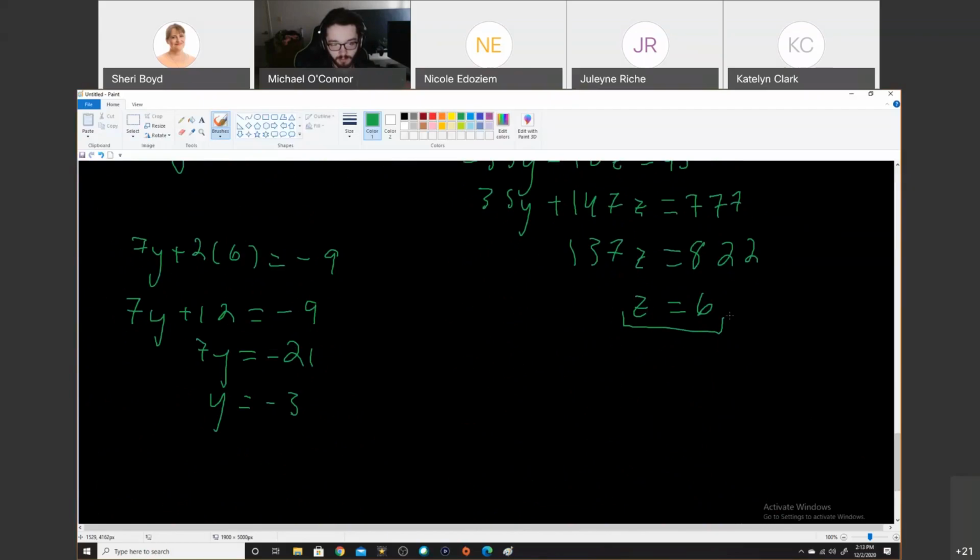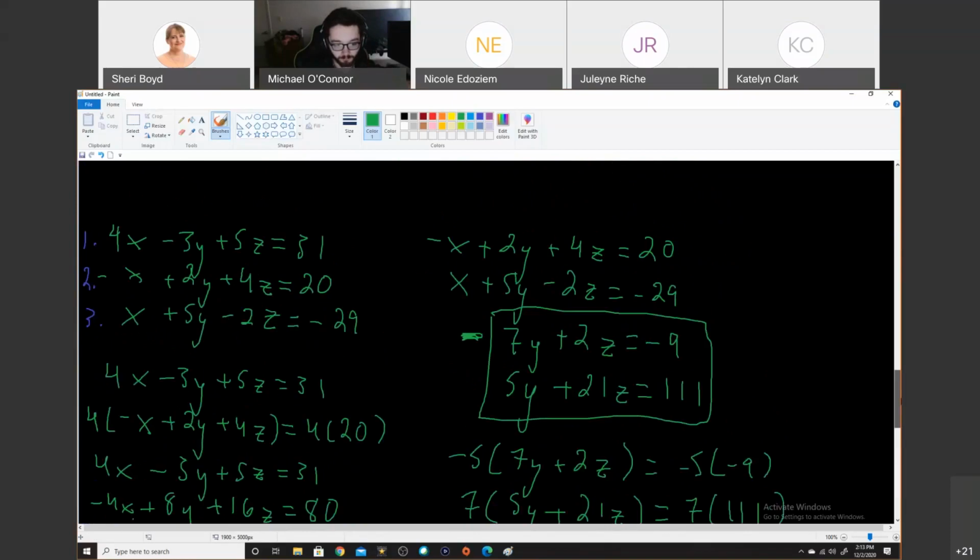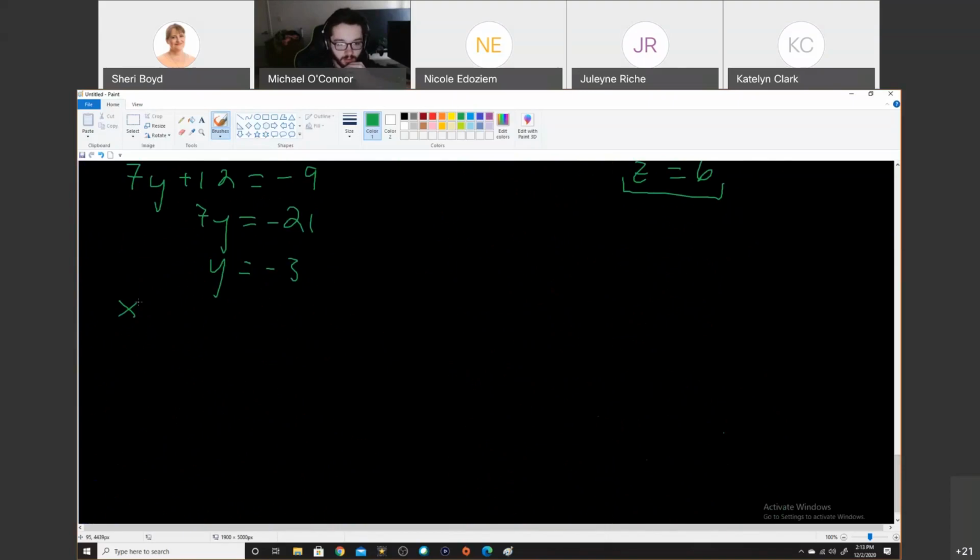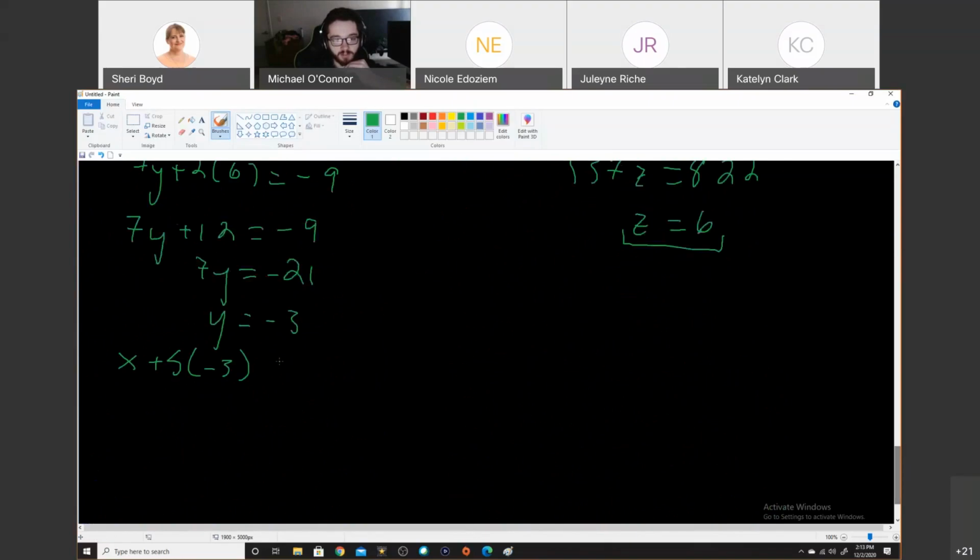And then to find x, I'm going to be plugging z equals 6 and y equals negative 3 into my original 3x3 system. So let's plug it in for this one, for equation 3. So I'm going to get x plus 5 times negative 3 minus 2 times 6 is equal to 29. I'm sorry, negative 29.